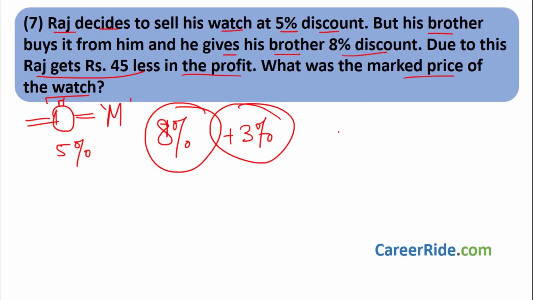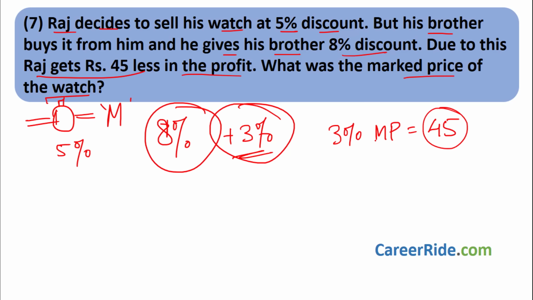What does that mean? The 3% more discount which Raj gave on the marked price gave him 45 rupees less. That means this 3% on the marked price is nothing but 45 rupees. Had he given 5% discount only, he would have got the same price as the previous one which he had decided. But because of this 3% extra discount, he gets 45 rupees less. That is, 3% discount on marked price is rupees 45.